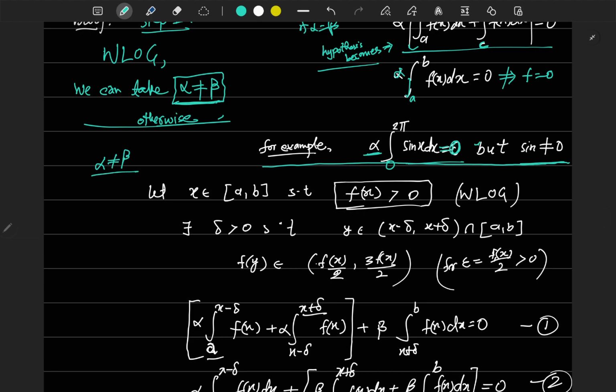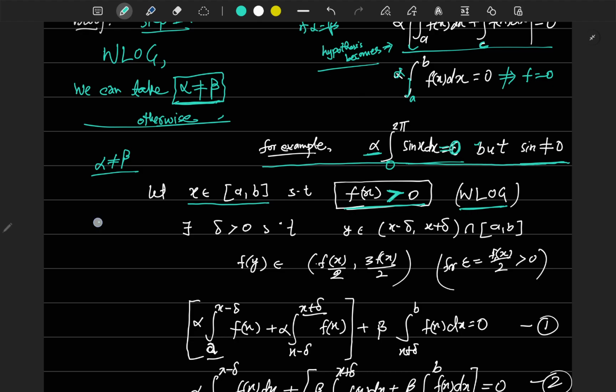Now we come to the proof. Suppose there is a point x where f(x) is non-zero, so without loss of generality we can take f(x) positive. The same proof will work if f(x) is negative. So we are assuming that f(x) is non-zero, hence we can assume that it is positive, without loss of generality.